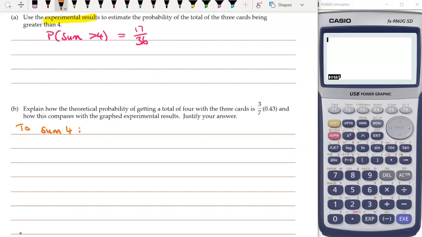So to get a sum of 4, we could do 2 1 1, 1 2 1, or 1 1 2. Now the probability of each of those, to get a 2, we're talking about that half of those cards are 2s. And then to get a 1 after that, well, 4 of them are 1s out of the 7 that are left.